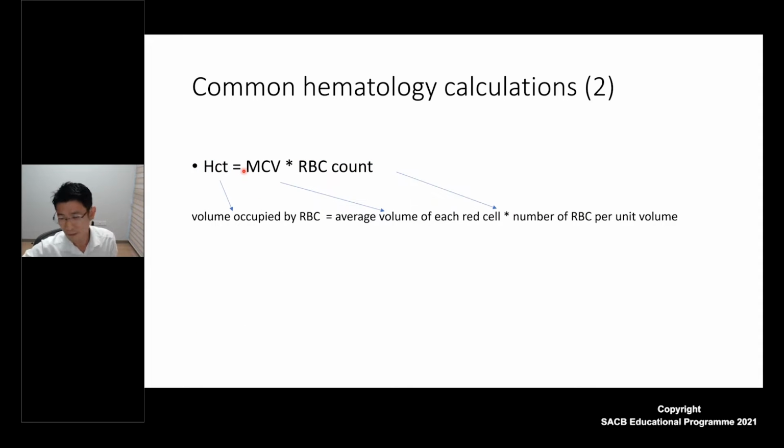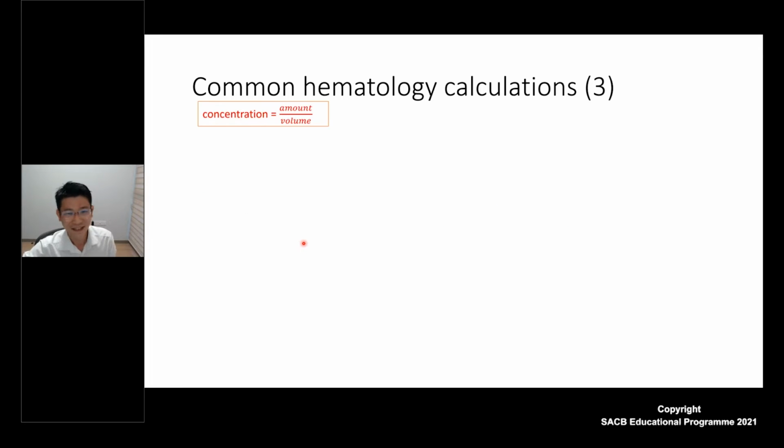The second equation is hematocrit. It is the volume occupied by RBC, which equals MCV times the RBC count. MCV is the mean corpuscular volume. Each red cell has one volume, and multiplying by the number of RBC, the volume of each red blood cell times the number of RBC you have gives you the total volume occupied by the RBC.